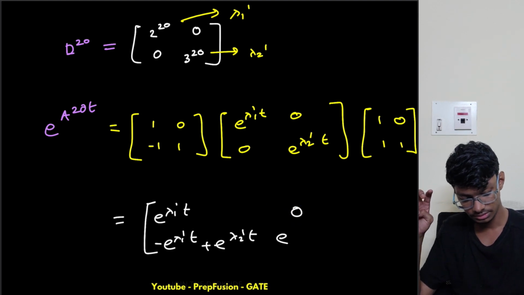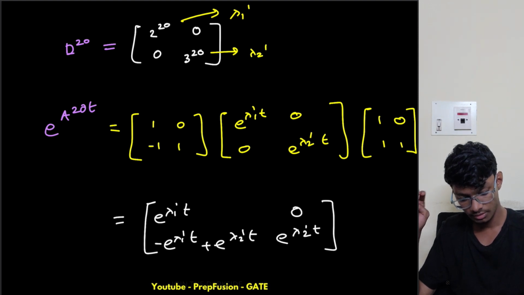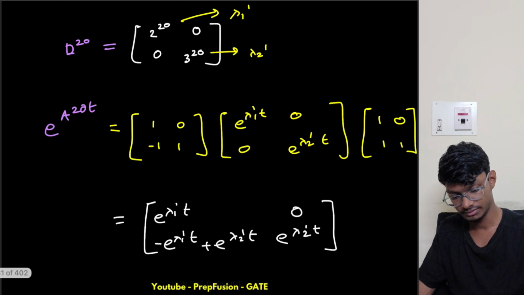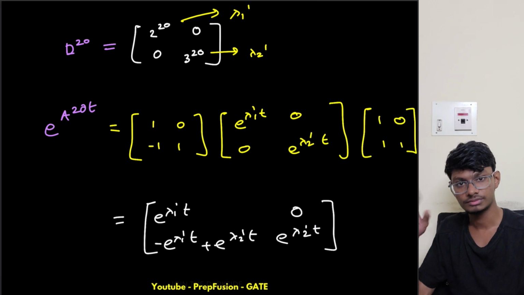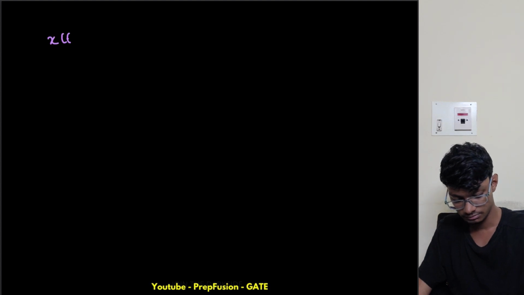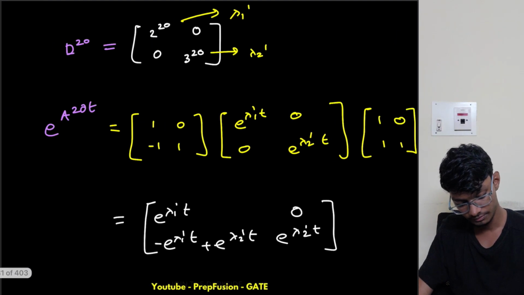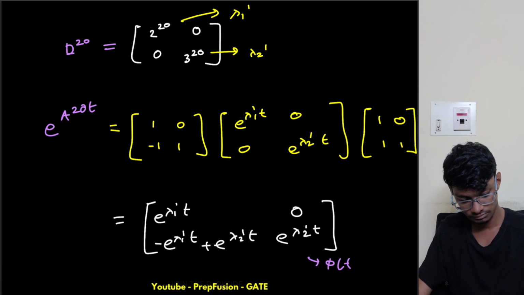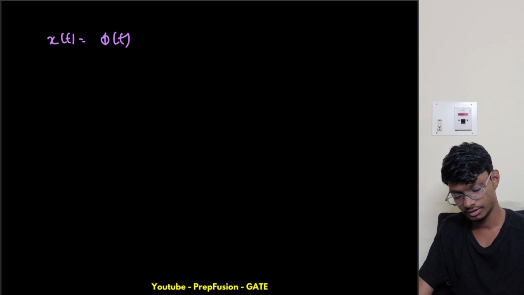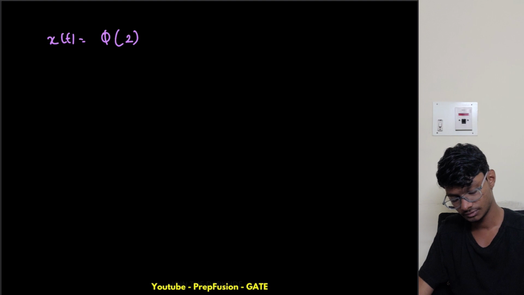And this is lambda 2 dash t only. So this is my final matrix. Now what will be my answer? For getting the answer, x of t is again phi of t only. So phi of t at t equals 2 times x of 0.